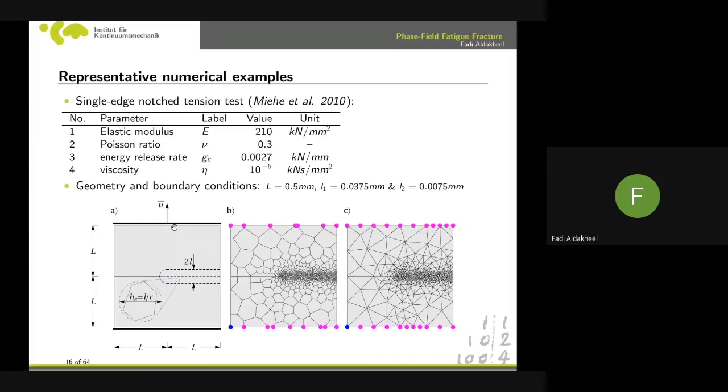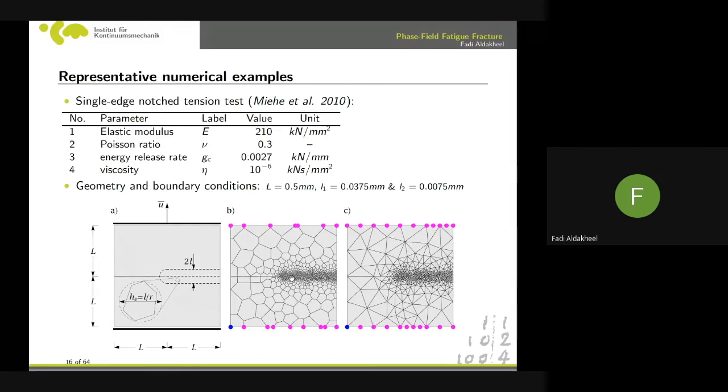I guarantee that you will see this example in most of the phase-field papers, because it's the simplest one, and one can directly see the behavior. It's called the single edge notch tension test, right? So you fix the bottom and apply load at the top, and you have a prescribed crack in the middle, up to half of the width, where here is L and the whole width is 2L. And then you can discretize it as you like.